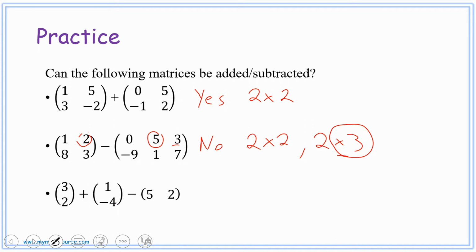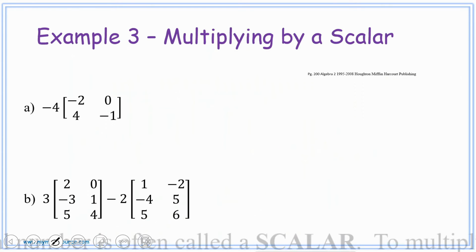How about this third one? Well, this one's kind of a yes and no. These first two, yes, they can be added, but the result of that cannot be added to the second one. We have a 2 by 1 and then another 2 by 1, but then sadly here we have a 1 by 2, and therefore they cannot be all added together, only the first two.